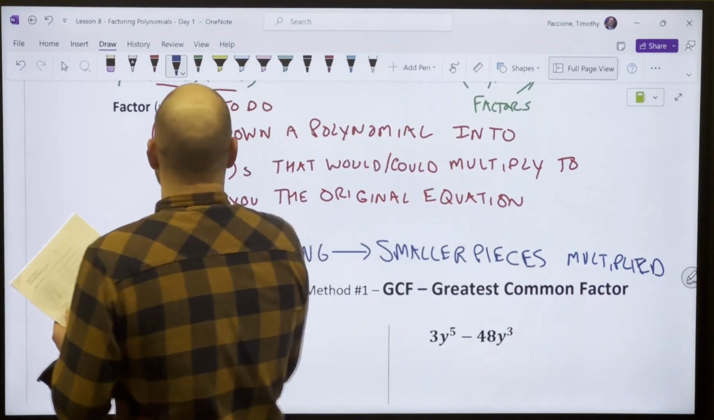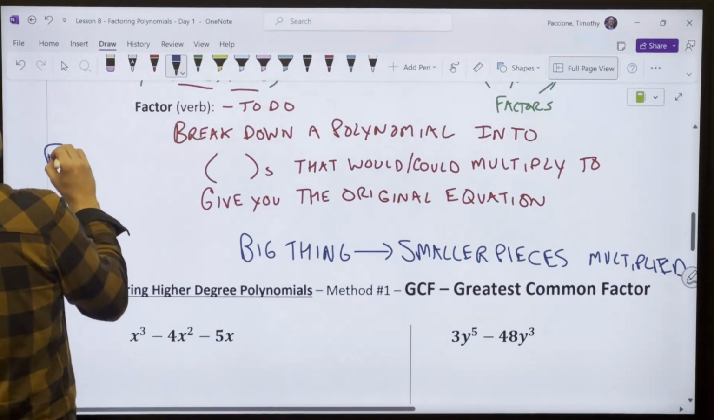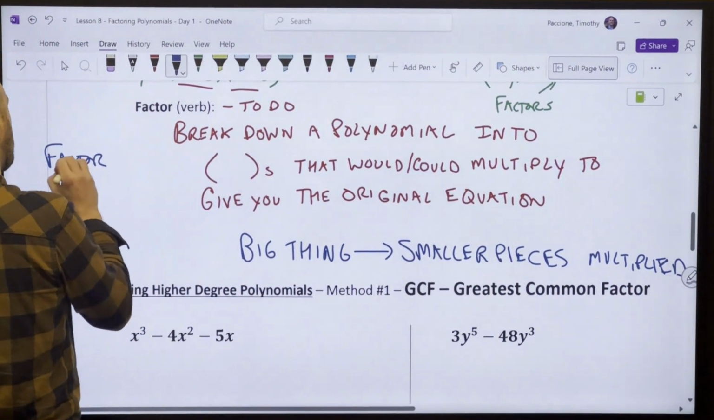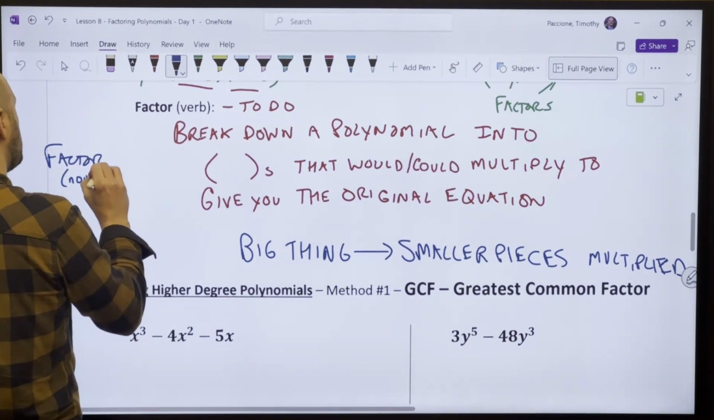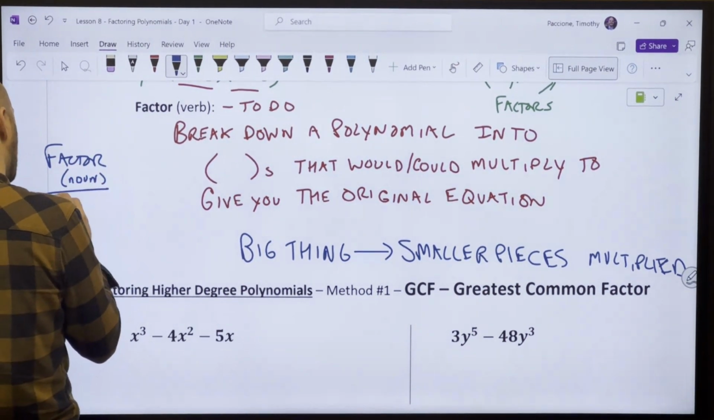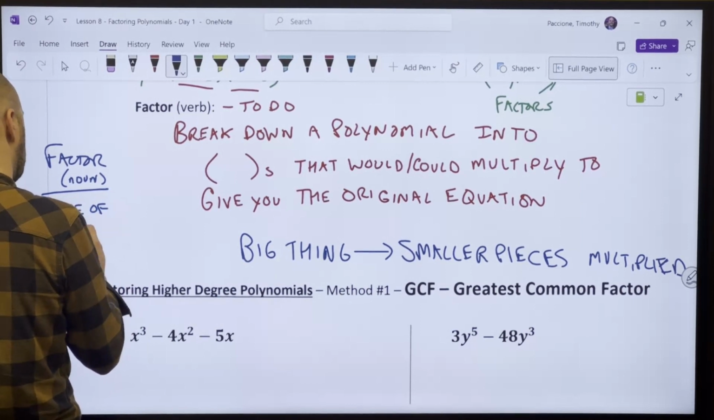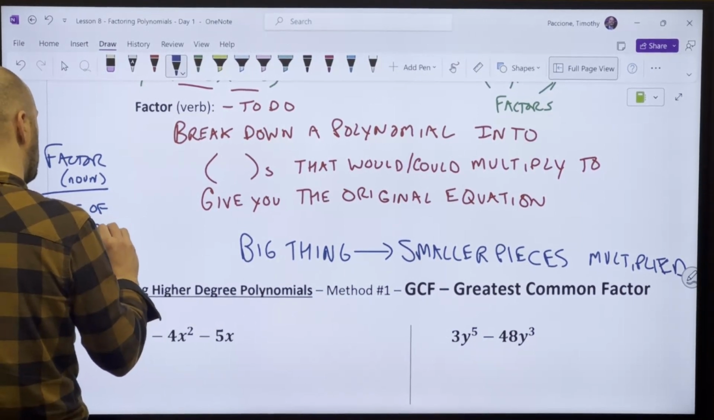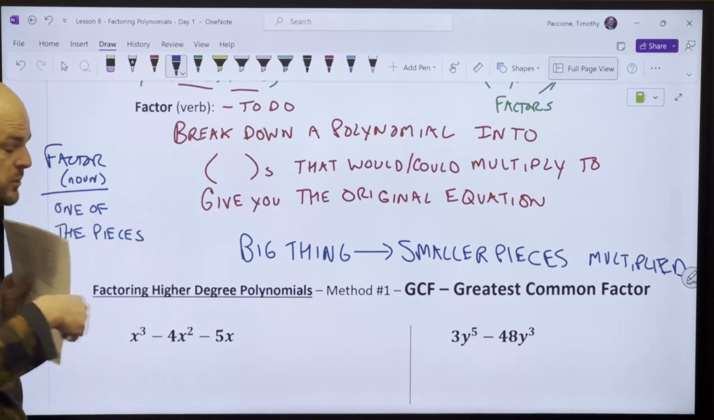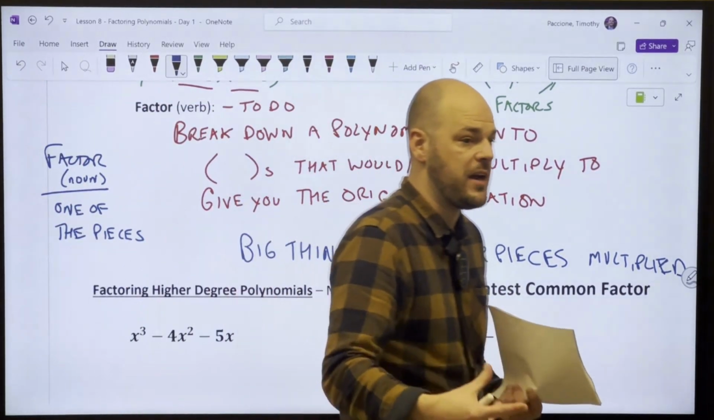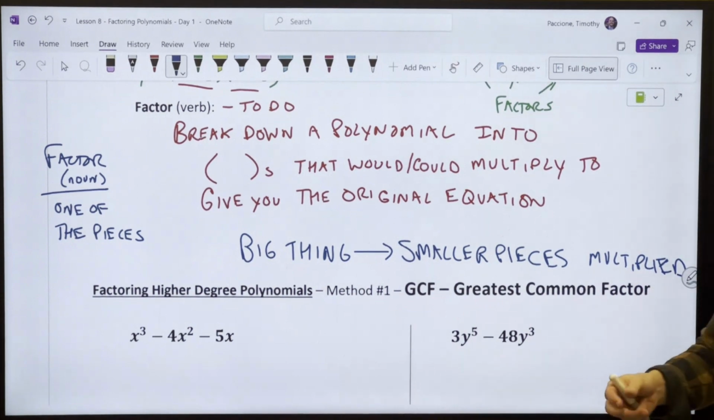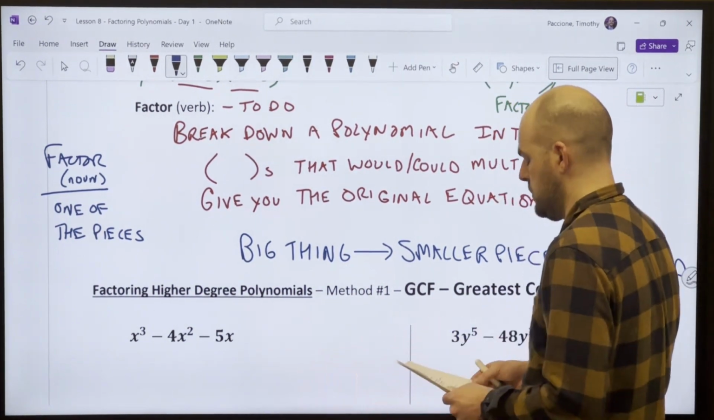Now, the noun factor, just because this was a question in another class, is one of the pieces. So if you say, hey, what is a factor? Is this a factor? It's just one of the pieces that you broke the thing into, okay?